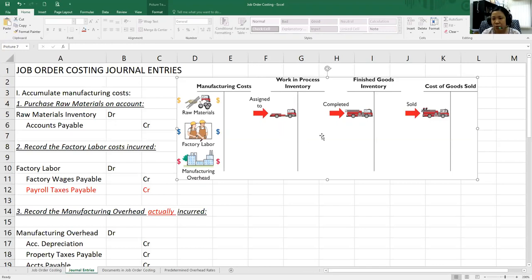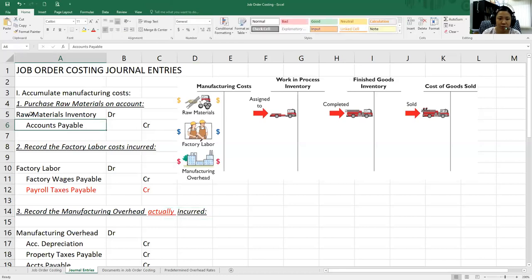And then when we finish producing the product, the cost will go into the finished goods inventory. After that, when we sell the products, these costs will be allocated to cost of goods sold. So it's similar to the flow of the process of the job. So let's look at the journal entries.